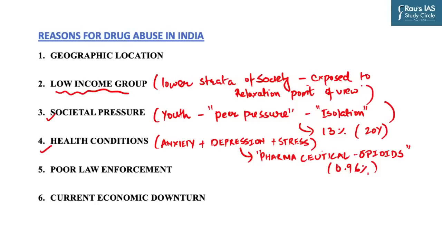And these drugs are difficult to track due to the legal sanction that has been provided to them. And this was highlighted even in the AIIMS report. The next major reason for drug abuse in India is the poor law enforcement.